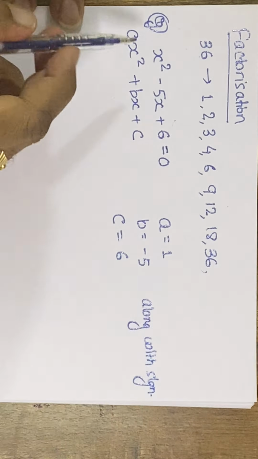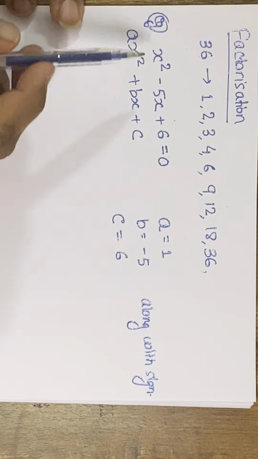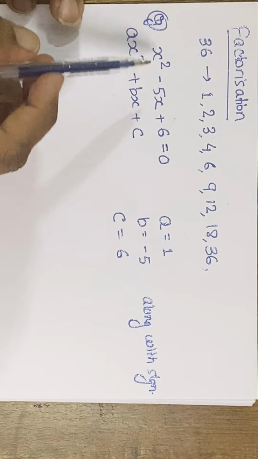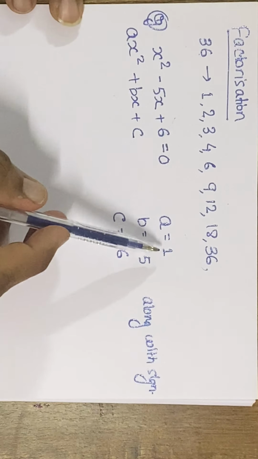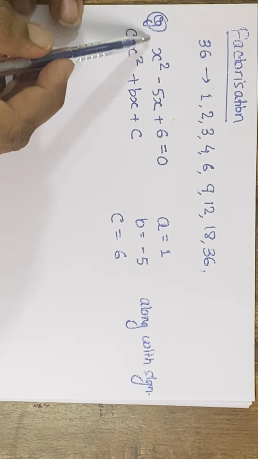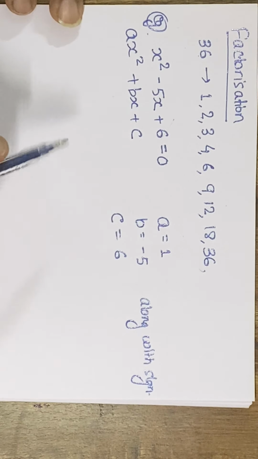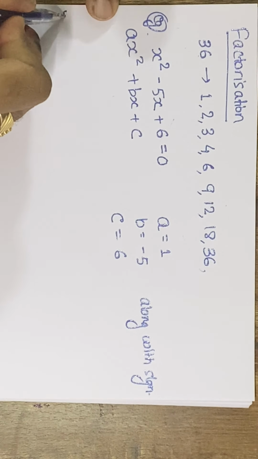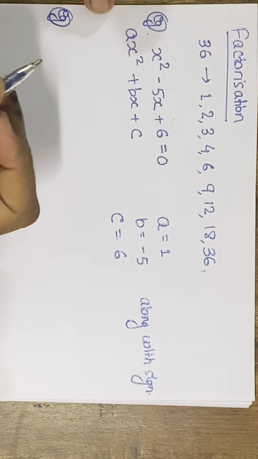Okay, so suppose it is minus x square. Normally when you write minus x square or x square, students get confused and write 0 in place of a. But remember, it will not be 0. If there is nothing written in the coefficient, it means it is 1. Okay, I'll give you one more example before I start factorization.